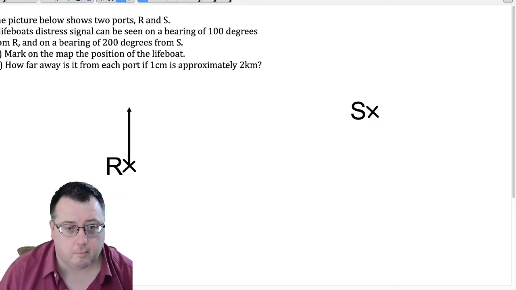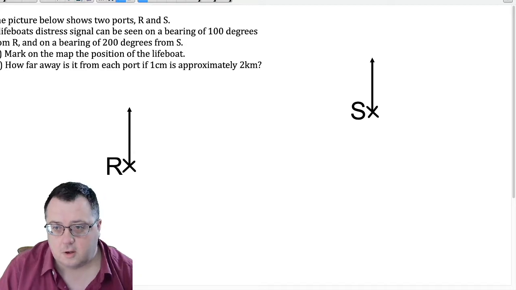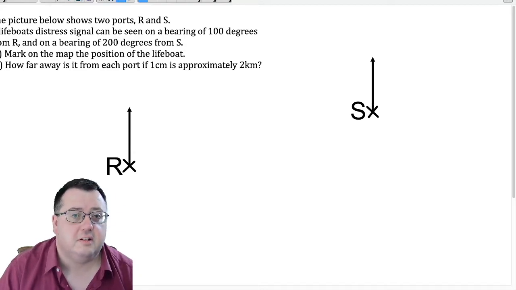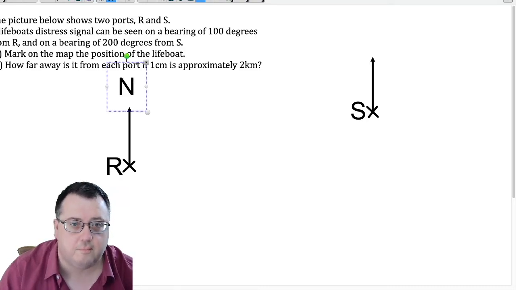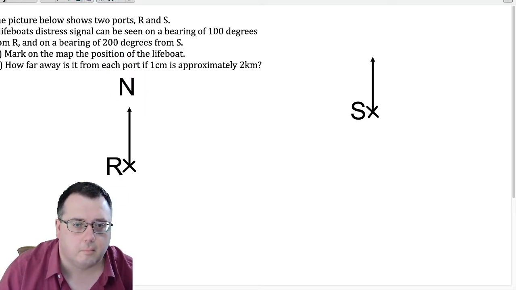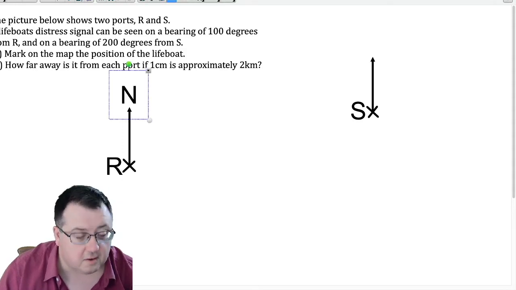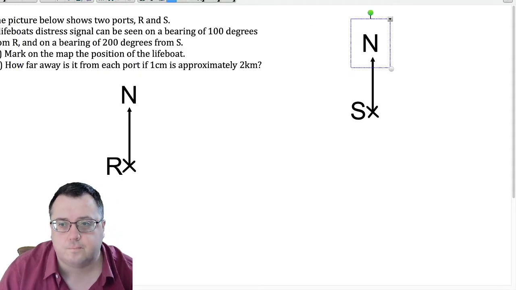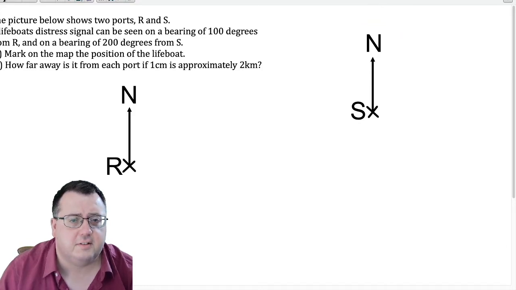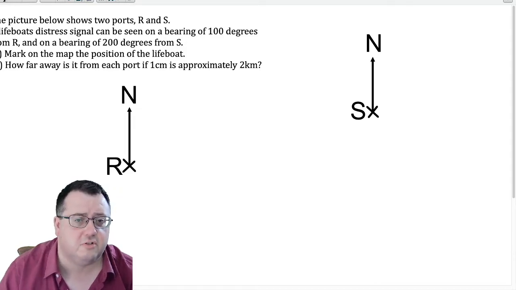On an exam, you're going to need to do that with a ruler and pencil. North and north. Right, so we've got no line between R and S. We have to construct our bearings.